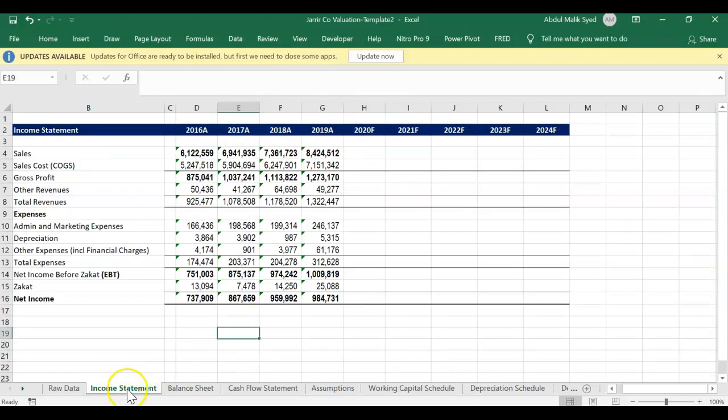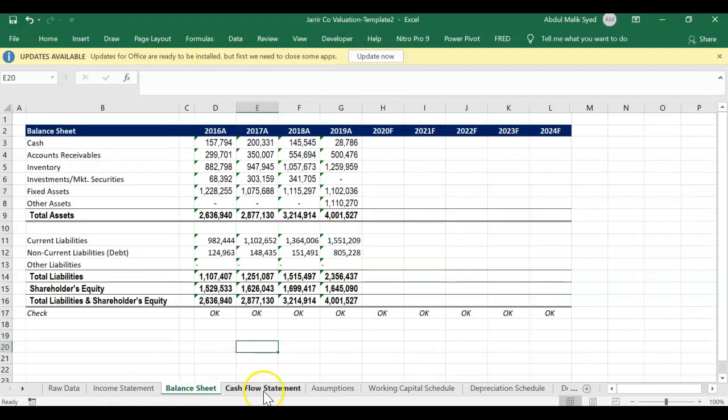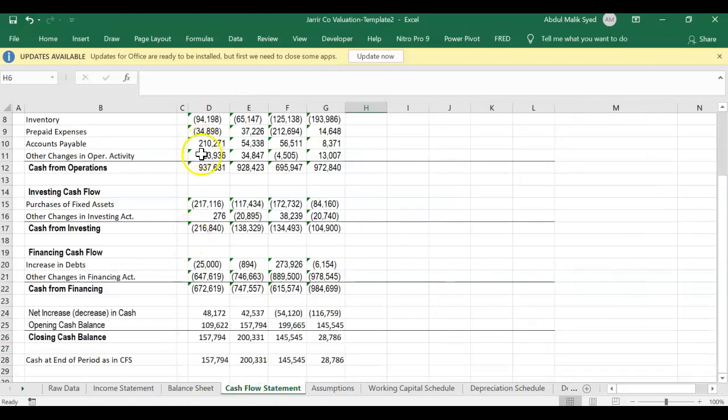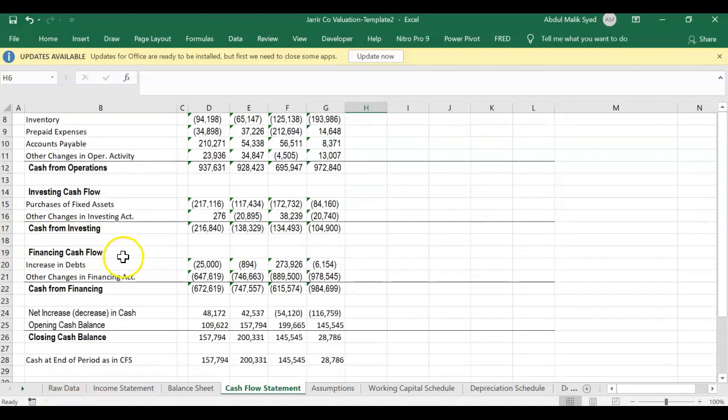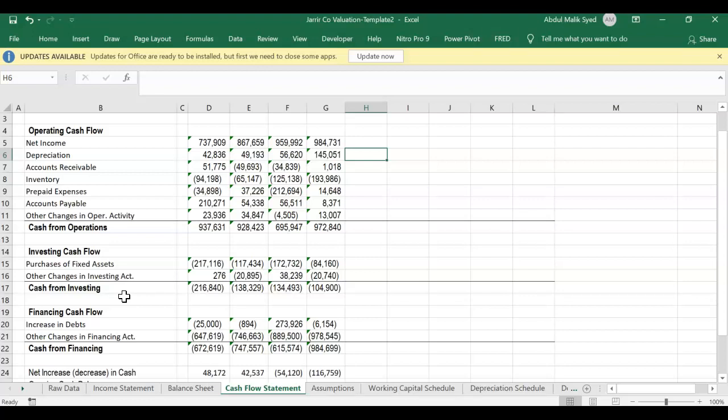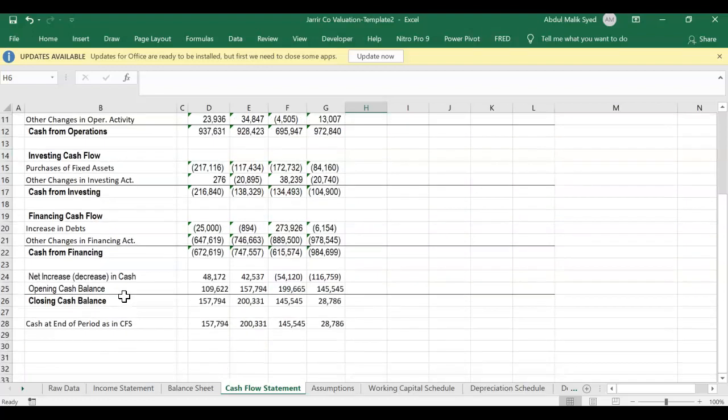Okay, now you have the historical income statement in place, balance sheet is in place, and cash flow also, the same thing. I'm taking from the cash flow statement as it is, but breaking down into cash from operations, cash from investing, and cash from financing, to give a view of how the operating cash flow and the investing cash flow and financing cash flow have a role in the Jarrir company's financial performance. Okay, so this will help.